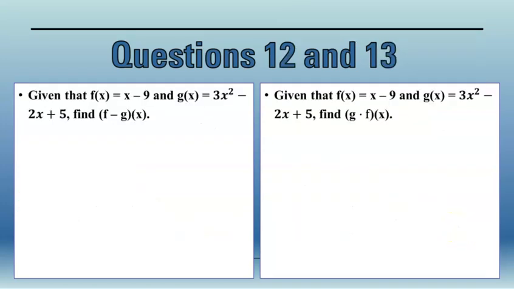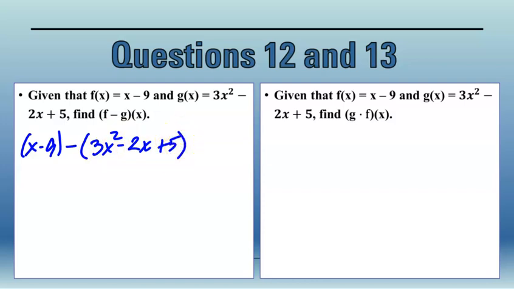And our last two questions. Question 12. Given that f of x equals x minus 9 and g of x equals 3x squared minus 2x plus 5, find f minus g of x. So I'm going to take my f of x, which is x minus 9, and I have to subtract from that g of x, which is 3x squared minus 2x plus 5.